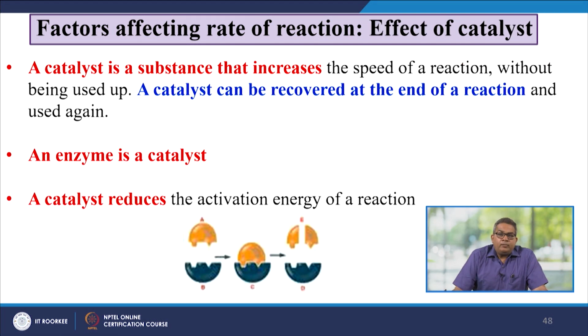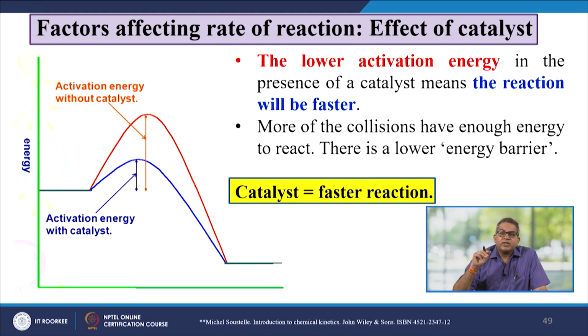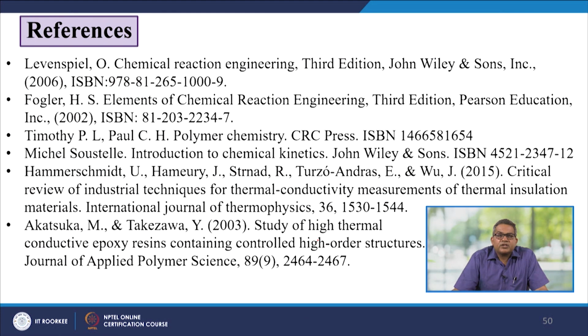Effect of catalyst. A catalyst is a substance which increases the speed of reaction without being used up. A catalyst can be recovered at the end of a reaction and can be regenerated and used again. For example, an enzyme is a catalyst, and a catalyst reduces the activation energy of the reaction. So, with the lower activation energy in the presence of a catalyst, the reaction will be faster. So, more collisions have enough energy to react, and there is a lower energy barrier. So, with a catalyst, the reaction must be faster.